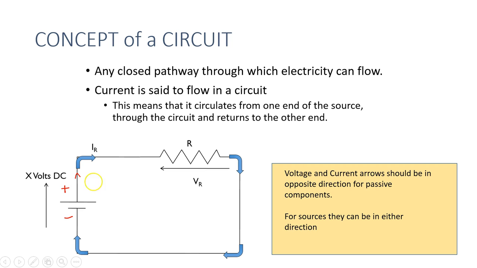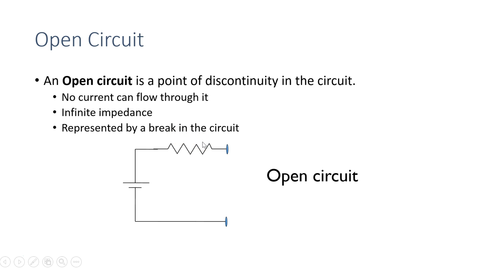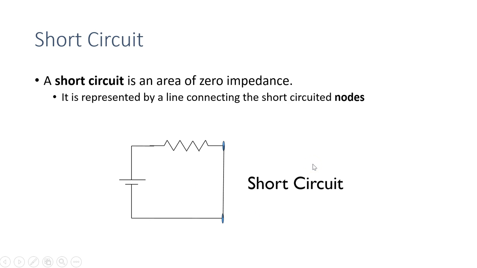So some special types of circuits. We have an open circuit, which is really a point of discontinuity in the circuit. No current could flow through it, so it is essentially a break in the circuit, and it means that there is an area where there's infinite impedance in the path, so that no current could flow. And the other one is the short circuit, and the short circuit is where we have zero voltage between the nodes.